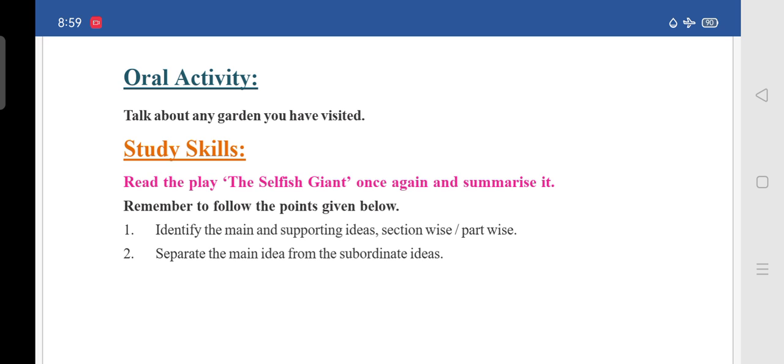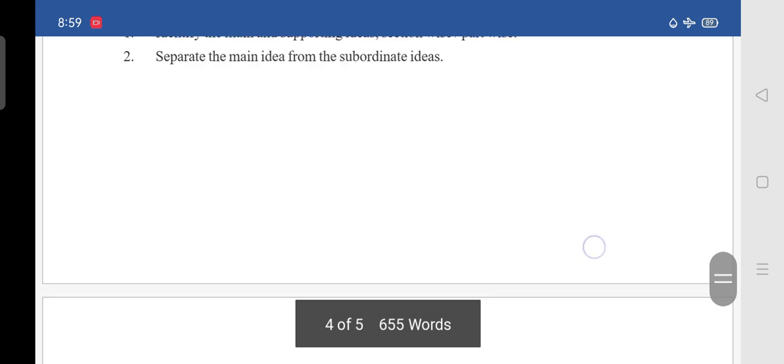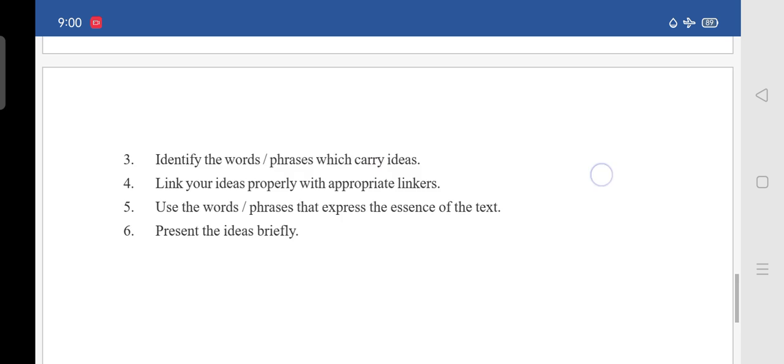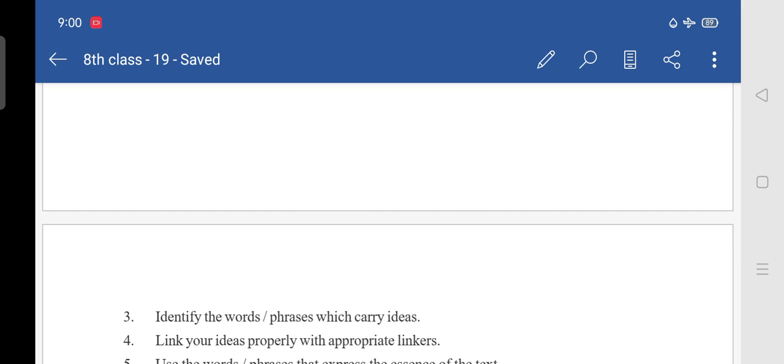See the study skills. Read the play The Selfish Giant once again and summarize it. Remember to follow the points given below. Identify the main and supporting ideas section wise or part wise. Separate the main idea from the subordinate ideas. Identify the words or phrases which carry ideas. Link your ideas properly with appropriate linkers. Use the words or phrases that express the essence of the text. Present the ideas briefly. So, they are asking us to summarize this lesson.